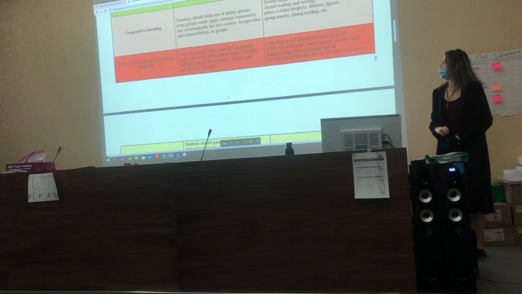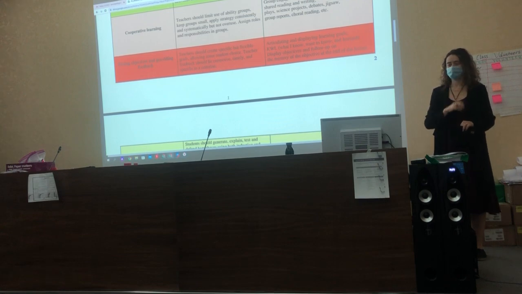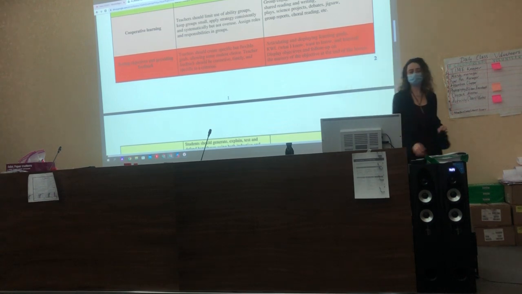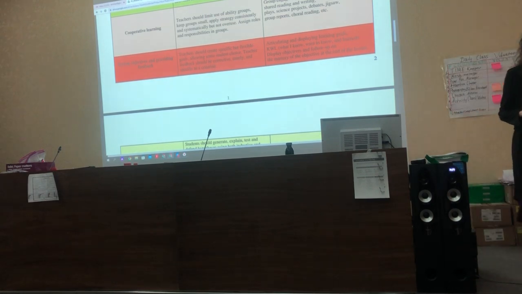Setting objectives and providing feedback. Teachers should create specific but flexible rules, allowing some student choice. Teacher feedback should be collective, timely, and specific to create criteria.